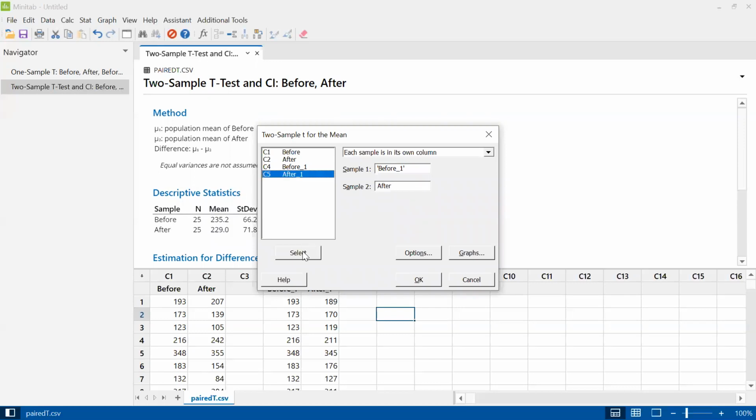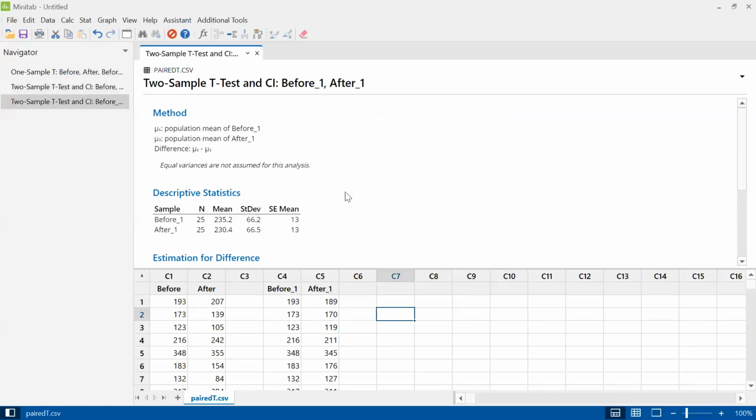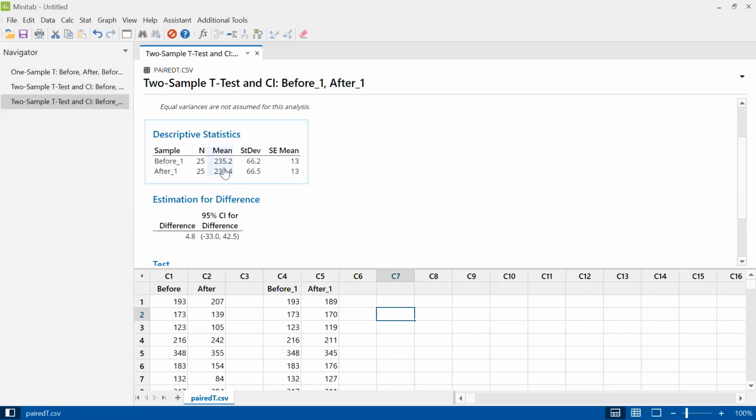Okay, so will we find any difference here? Well, I'm thinking we probably aren't going to, because again, the means are only different by about 5, and the standard deviation is massive compared to that.